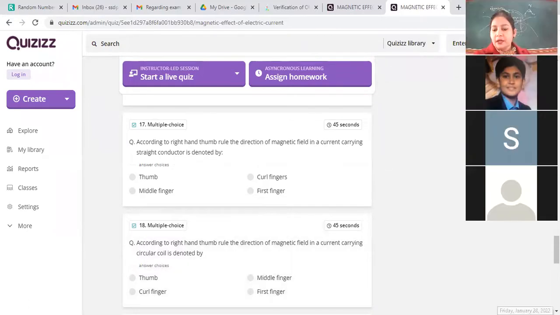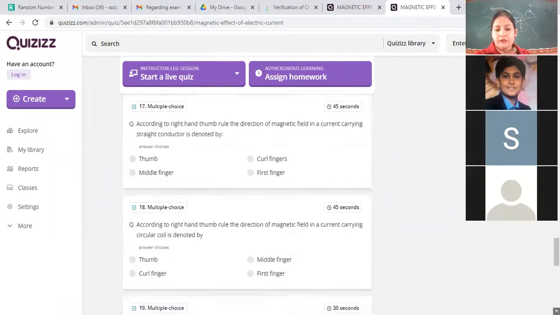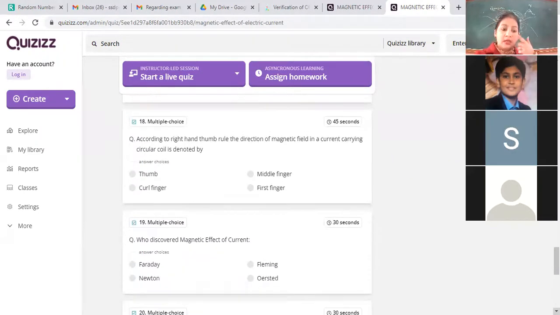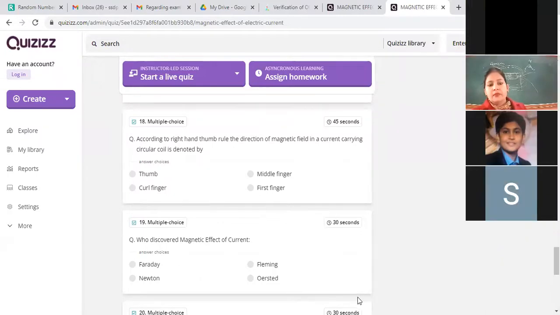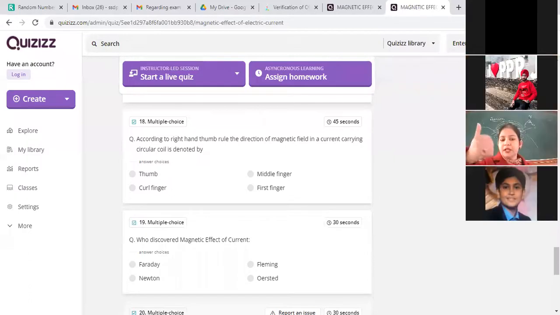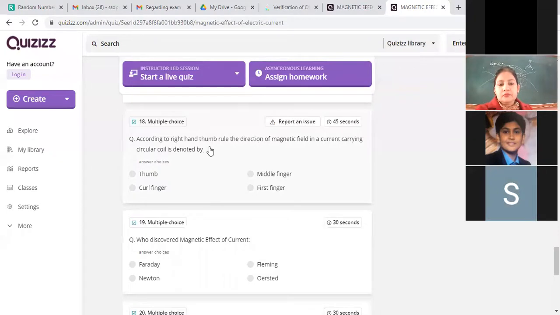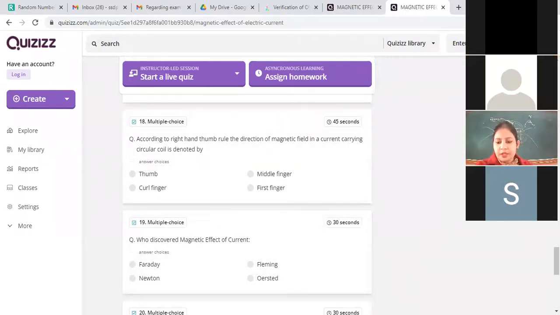According to right hand thumb rule, the direction of magnetic field in a current carrying circular coil is denoted by what? Right hand thumb rule. So the thumb gives the direction of what? Yes, Rishit: Ma'am, curl finger. Yes, it's the same question repeated.